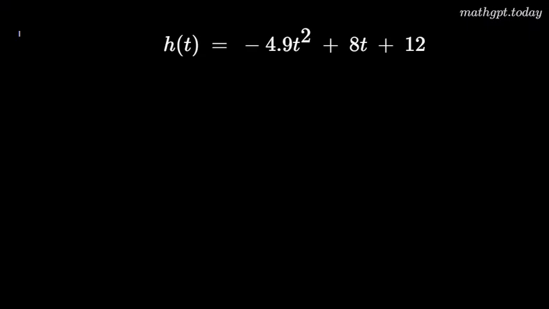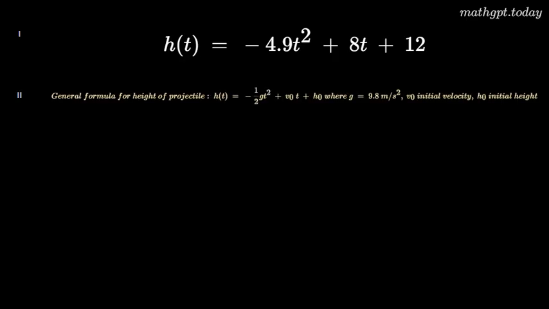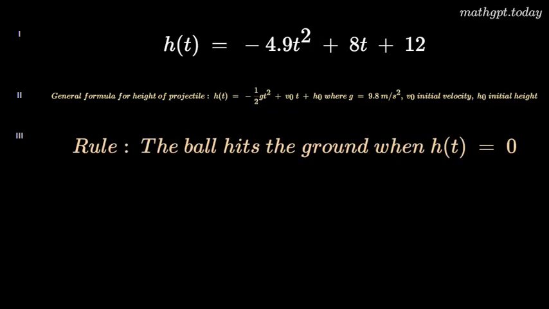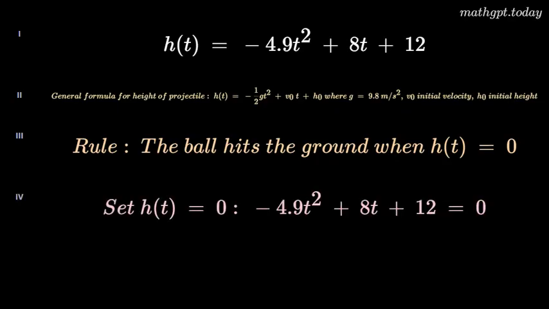A ball is thrown upward from a balcony, and its height is modeled by a quadratic equation. The general formula for the height of a projectile includes gravitational acceleration, initial velocity, and initial height. The ball will hit the ground when its height equals 0. To find when the ball hits the ground, we set the height equation to 0.